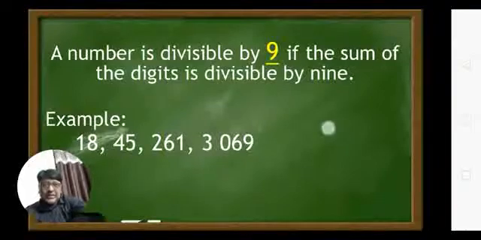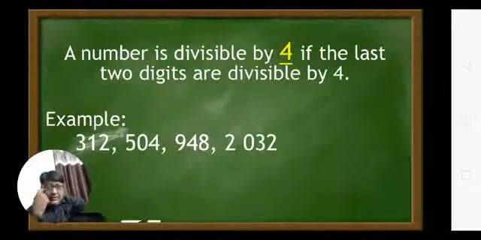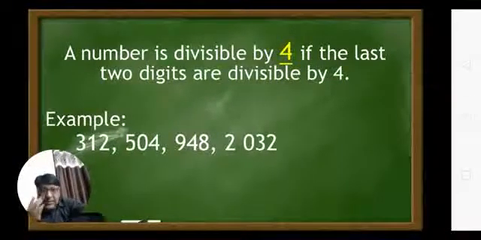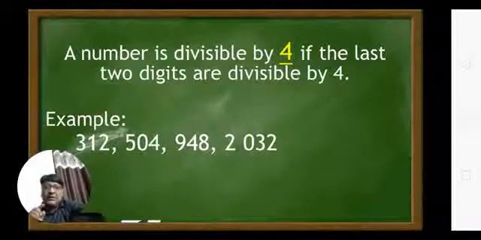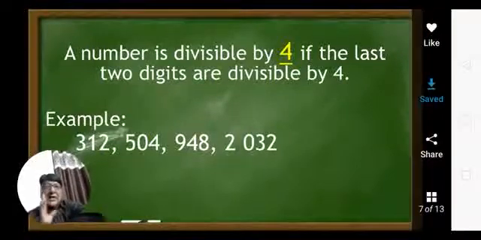And the next one is the rule of 4. A number is divisible by 4 if its last two digits are divisible by 4. And one more thing I would like to add.